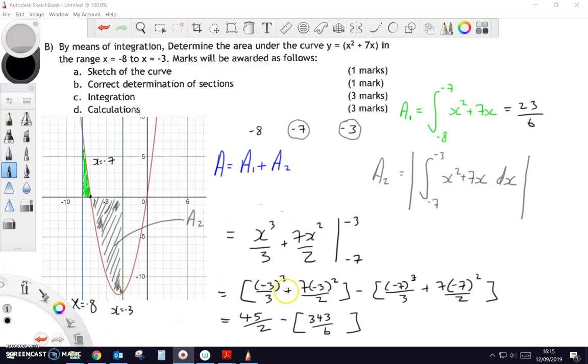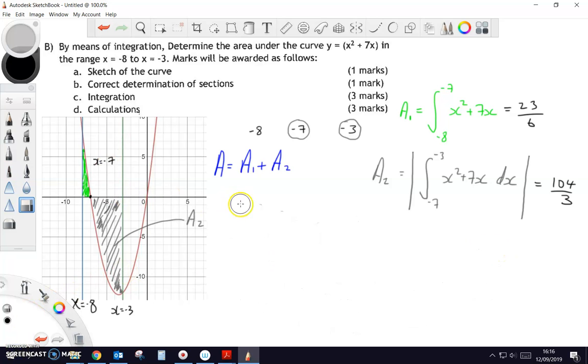So this calculation comes down to 45 over 2 minus 343 over 6, and when you run that through the calculator you should get minus 104 over 3. But remember up here, for area, if we get a negative we're going to turn it positive, right? So we'll just turn that positive to 104 over 3. So this area comes to 104 over 3.